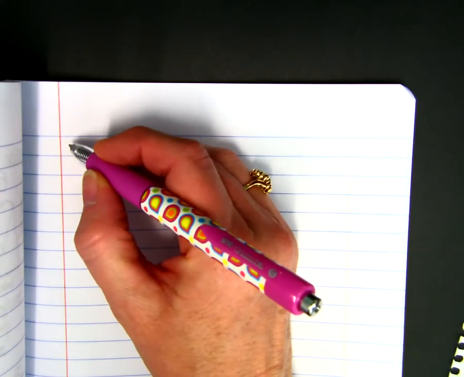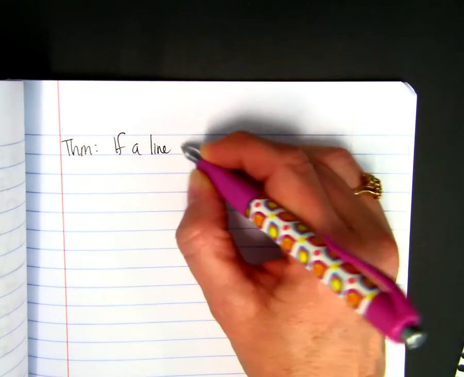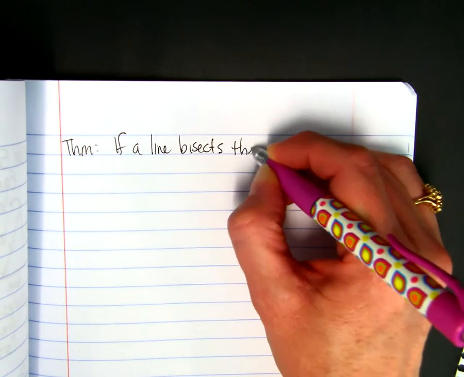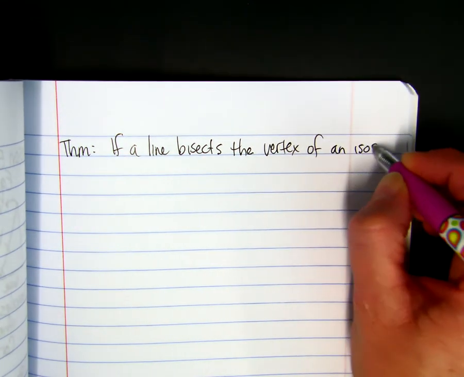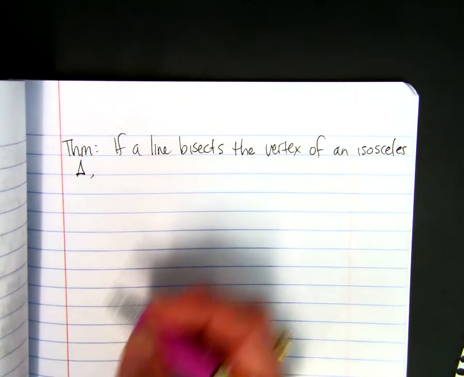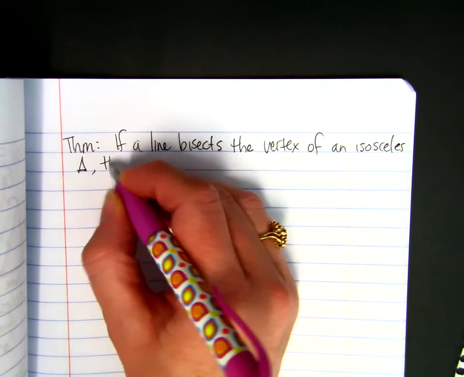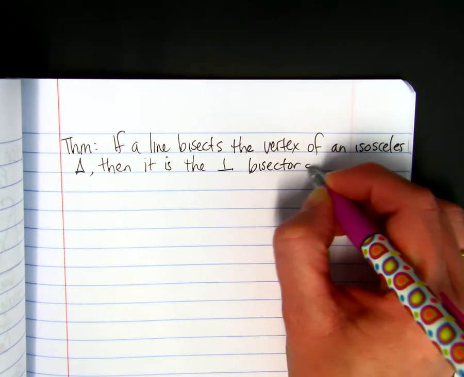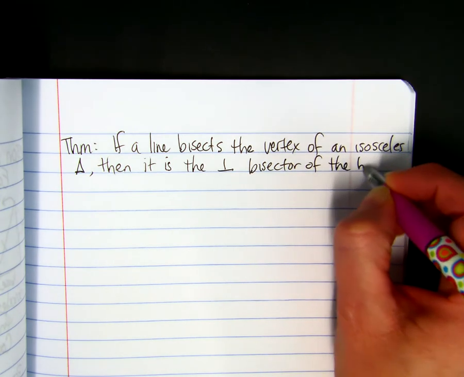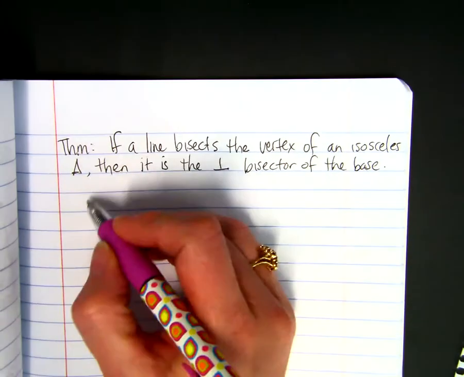The next theorem is, well, I think it has a name. It doesn't have a name. If a line bisects the vertex of an isosceles triangle, then it is the perpendicular bisector of the base. And then the converse is also true.